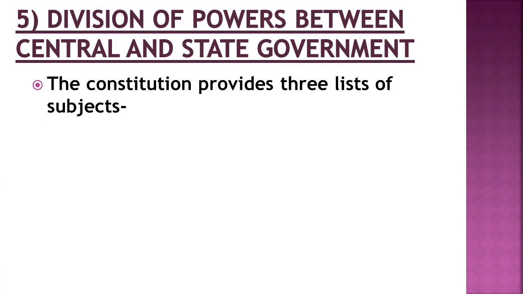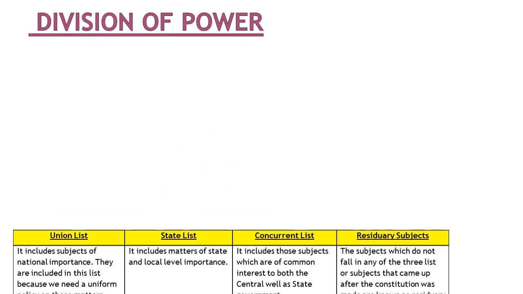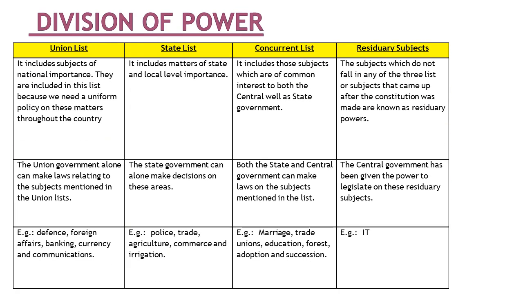A very important agenda before our constitution makers was to decide who will have more powers, the central government or the state government, who will make the laws and policies on various matters, central or state government. So they decided to divide the powers in 3 lists, that is union list, state list and concurrent list.